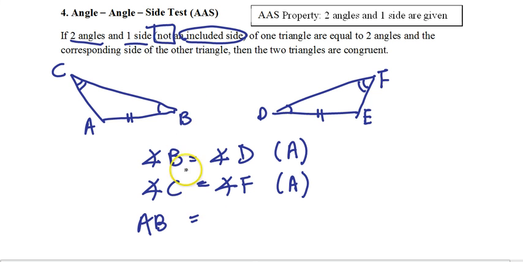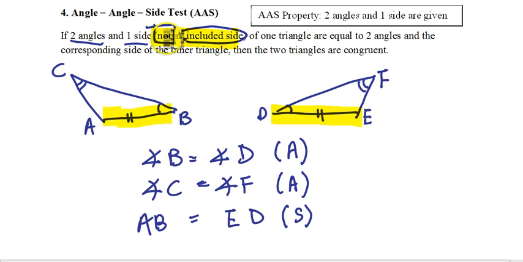Now B, I know corresponds to D. So A will therefore correspond to E. Okay, and this gives us the side. And you realize that this side is actually not an included side, because if you look at the side here, the side only has one angle falling on it. The other angle doesn't touch this side at all.